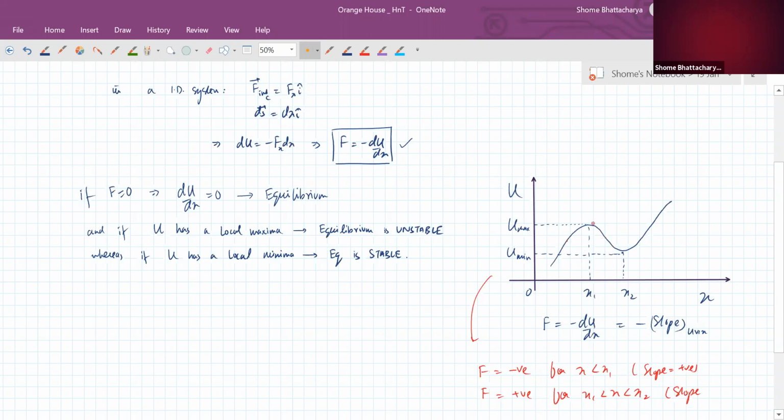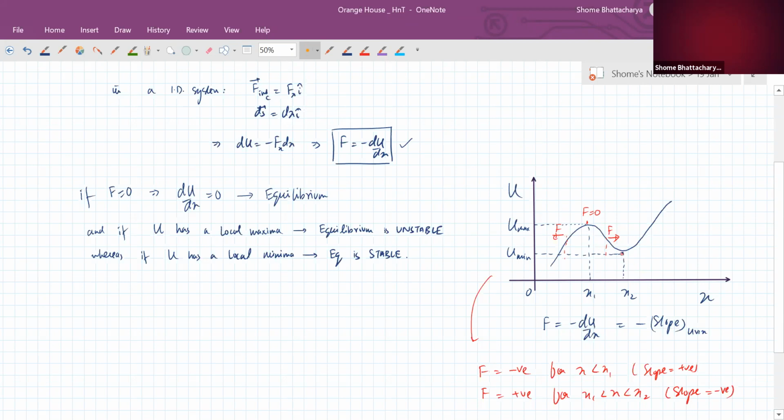Whereas in the second region, between x1 and x2, the slope is negative. That means the force is positive. So what does this positive mean? It's along the positive x-axis. So at a point like this, the direction of the force is along the negative x-axis. At a point like this, the direction of the force is along the positive x-axis, because the slope is negative, so the force is positive. Whereas at the equilibrium point, the force is zero. So that is why at x1 you have the unstable equilibrium, because the force on either side of it is pointing away from it.